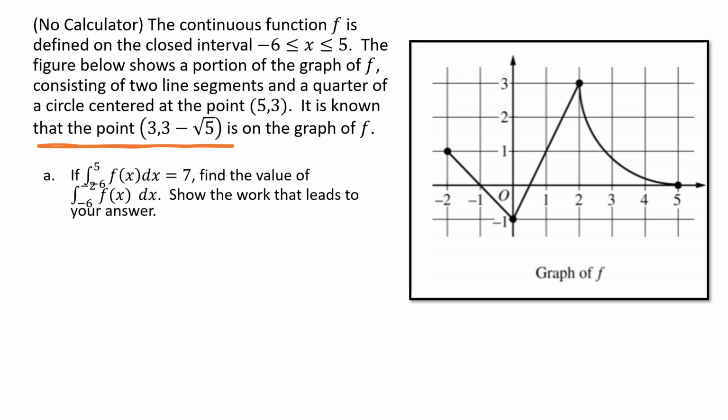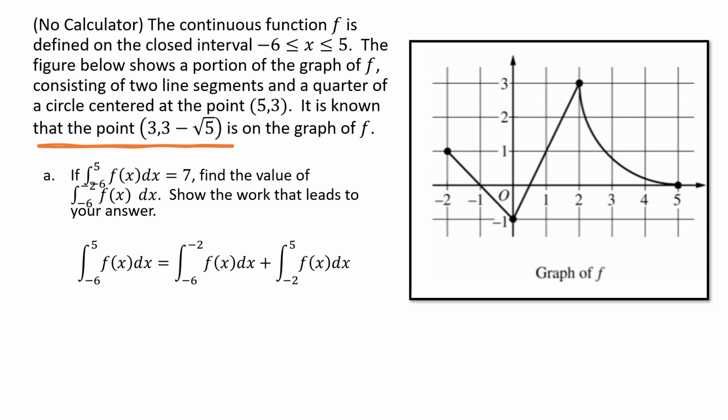All right, so part A says if the integral from -6 to 5 is 7, find the value of the integral from -6 to -2. So basically they're asking us to find the value of the portion that we can't see in the graph. What I recognize is that going from -6 to 5 is equivalent to going from -6 to -2 plus -2 to 5. So again, if I add the integral from -6 to -2 plus the integral from -2 to 5, I should get the integral from -6 to 5.